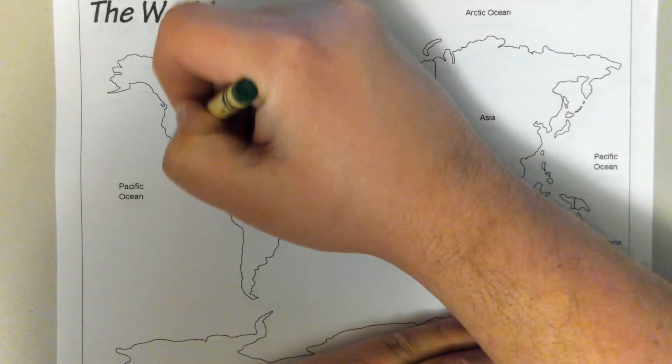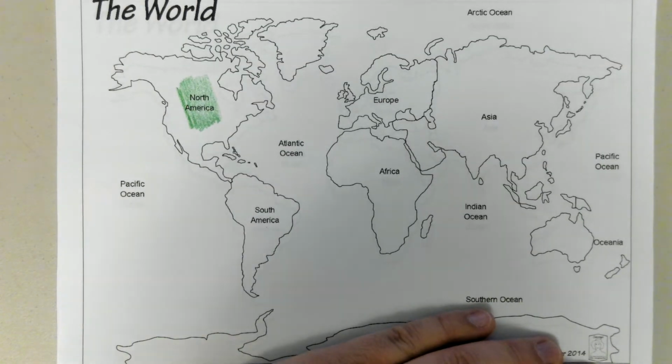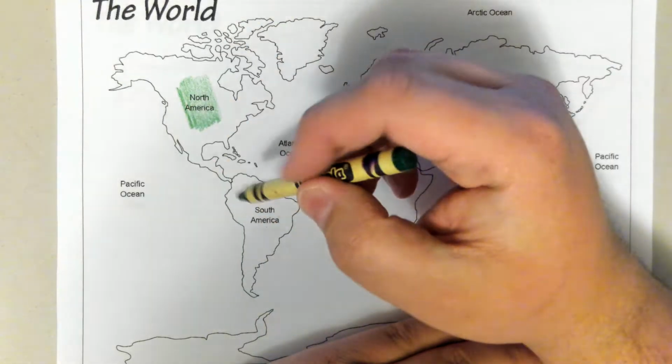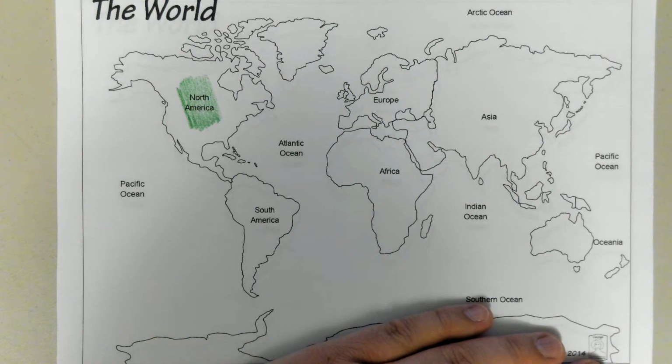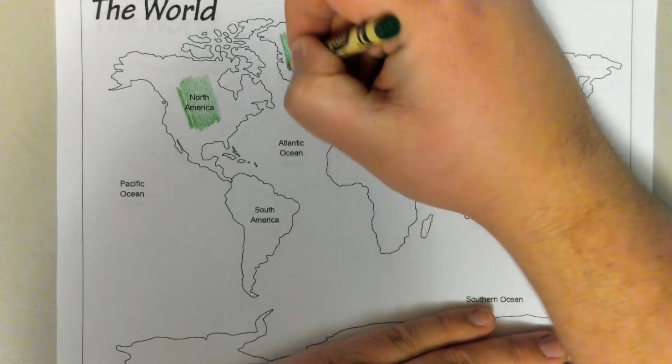I'm going to color North America green. I'm just going to do this for you so you know that you need to color it green. But North America has some different parts that are hard to tell from the map, so I'm going to just point those out as well. This is Greenland over here. Greenland is part of North America.